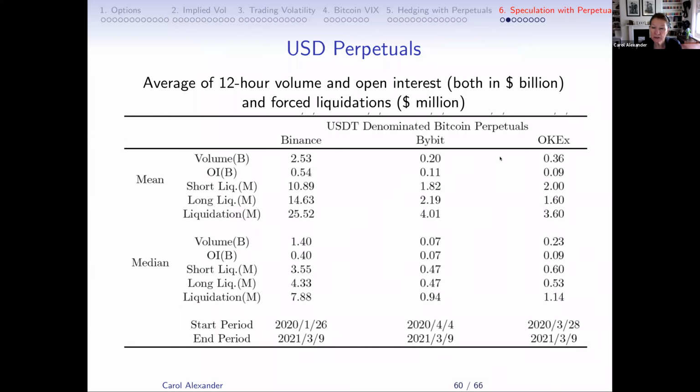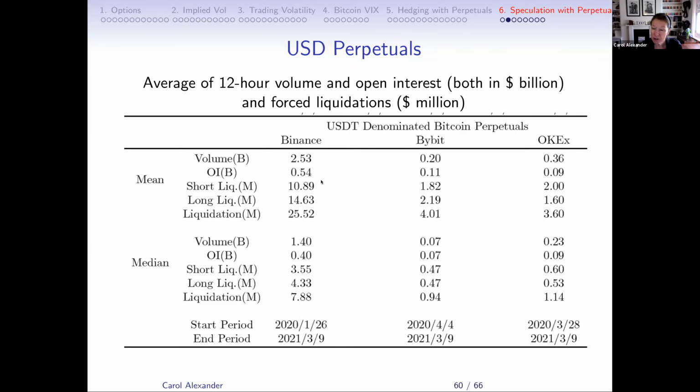And these also, and OKEX, have USDT tether denominated perpetuals. And here you can see the volume is much bigger on Binance, tiny on the others. So it's the Binance tether. Binance is basically a tether exchange. It's only recently started USD. And the Binance Tether USD swap is something else. Anyway, lots of liquidations in the Tether denominated.